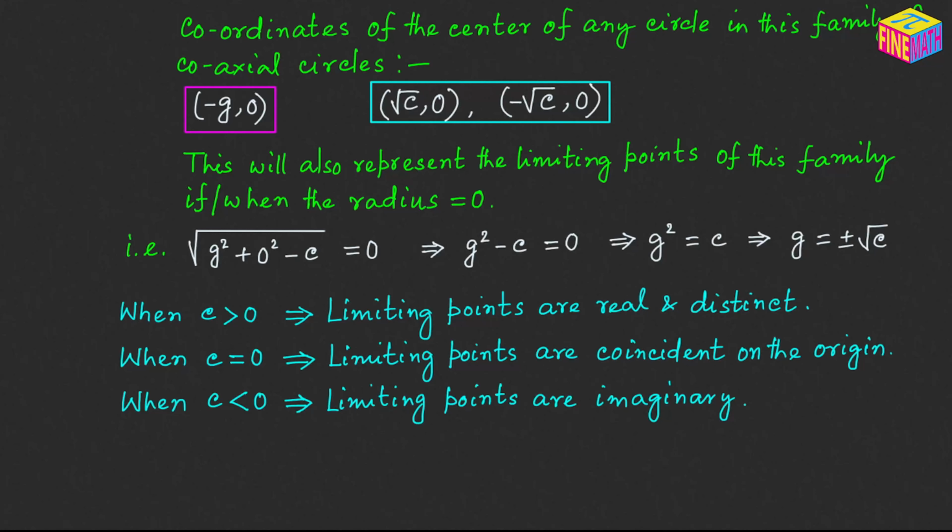So just by looking at the value of c from the given equation of the family of coaxial circles, we can easily say whether this system has real limiting points, a coinciding limiting point, or no limiting points. I hope things are clear up to this point. Next, we are going to look at another scenario.